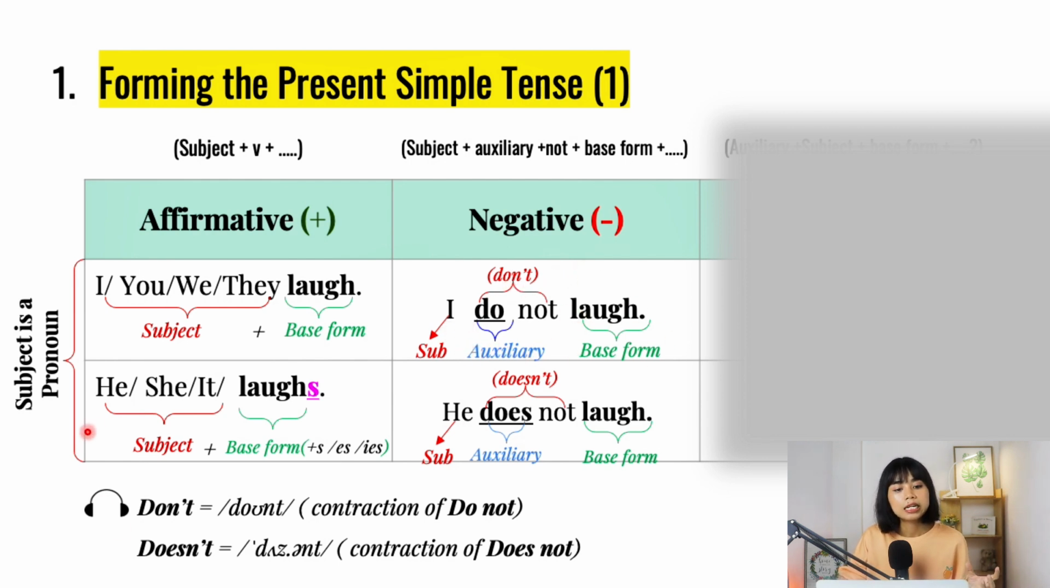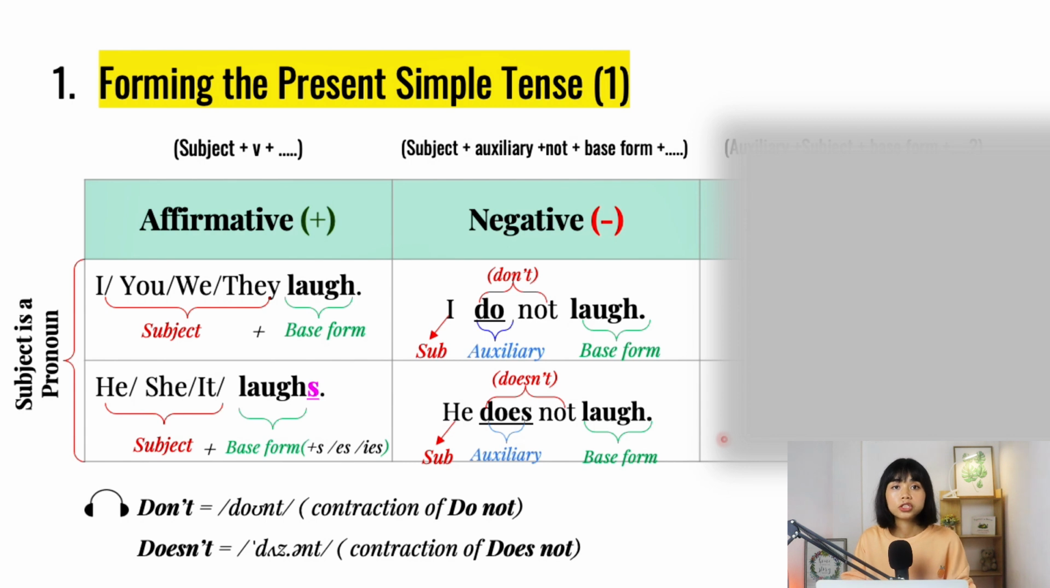When the subject is he, she, or it, we use the auxiliary verb does. And the formula is the same. Subject plus does plus not and then a base form. For example, he does not laugh. You can also use the contraction of does not, which is doesn't. For example, he doesn't laugh. Okay, very good. We're done with the positive and the negative.